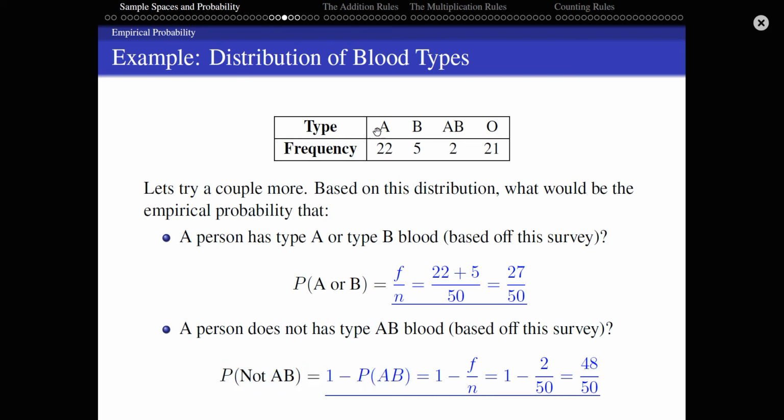Note that you could also do A plus B plus O, 22 plus 5 plus 21, also gives you 48. So you can approach this from two different directions. You save a bit of work maybe doing it this way. This is not the amount of work I'm talking about saving. We'll, again, at the end of this chapter, deal with much, much, much more difficult probabilities that complementary events can do. This is a very, very simple example that you could have used a complementary event on.